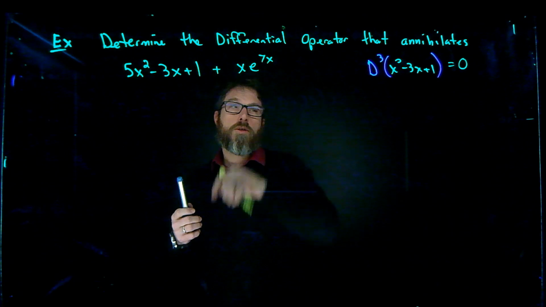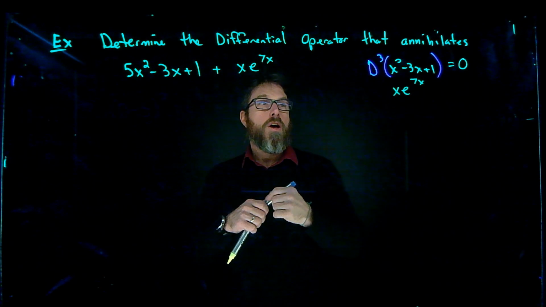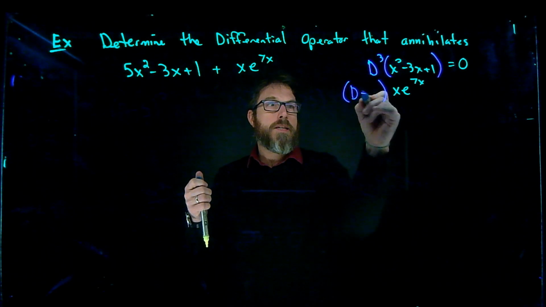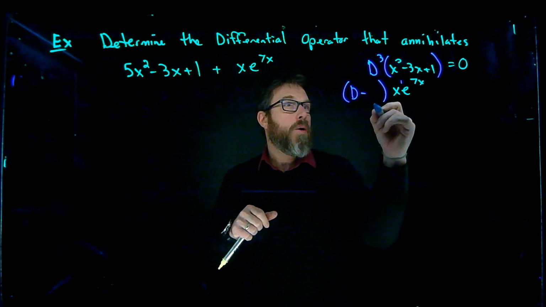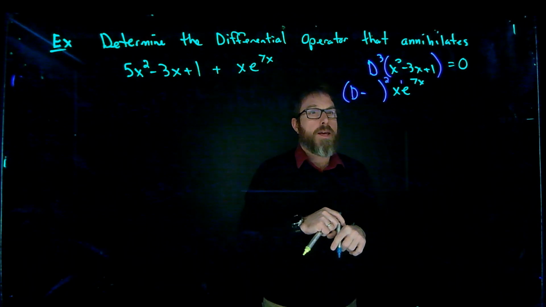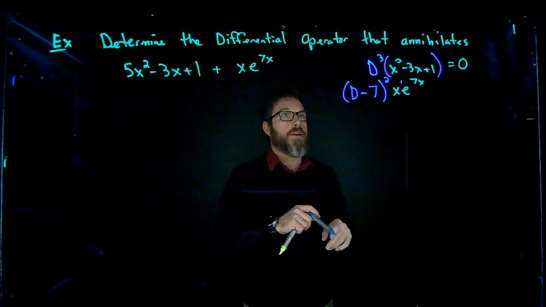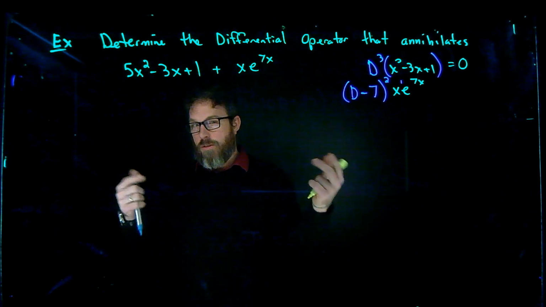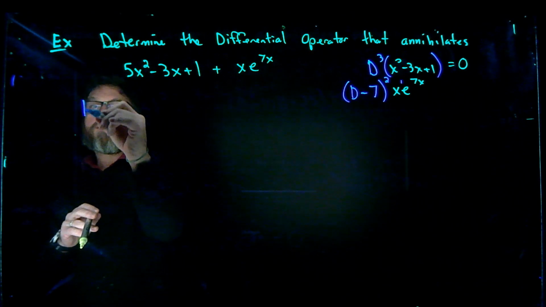And then very similarly, if I want to annihilate this xe to the 7x, well, this is a binomial to a particular power, my D minus. Now, the power is going to be 1 more than the power on x, so this is going to be squared. And then this is going to be D minus whatever the coefficient here is, which is equal to 7. So what happens if you have a combination of these things? Well, you have to use both of them.